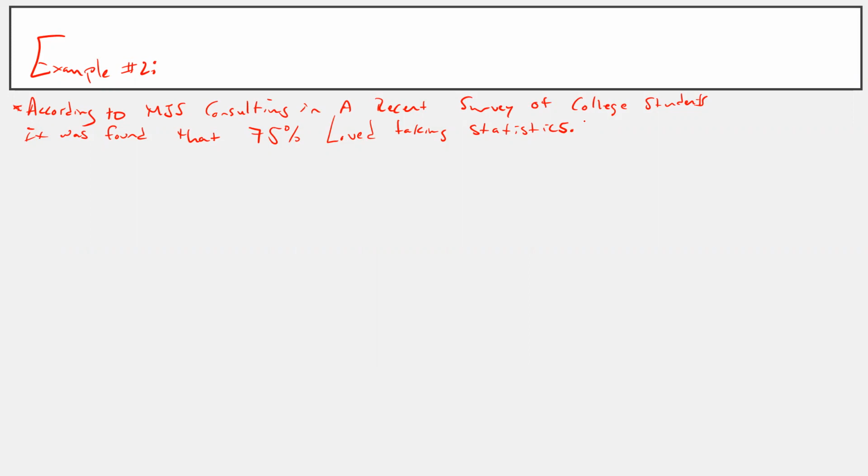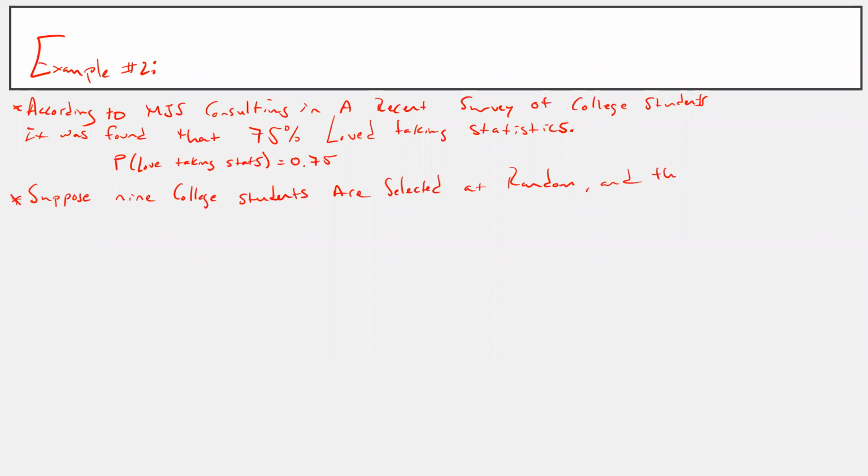So what that means is if you were to select a student at random, the probability that they love taking stats is 0.75. So now here's the question. I've got a couple questions for you, actually. Suppose 9 college students are selected at random, and the number who love taking statistics is counted.